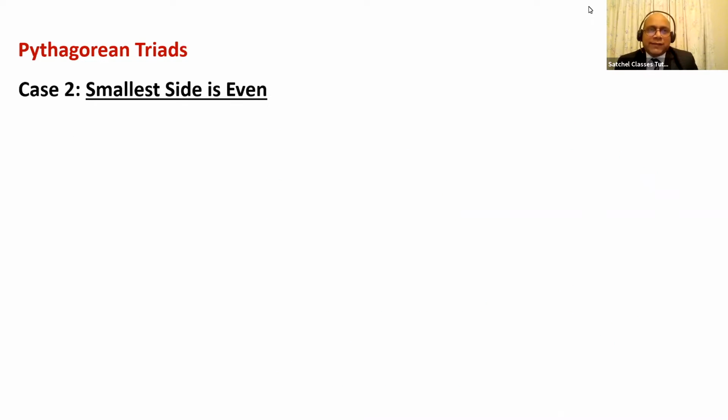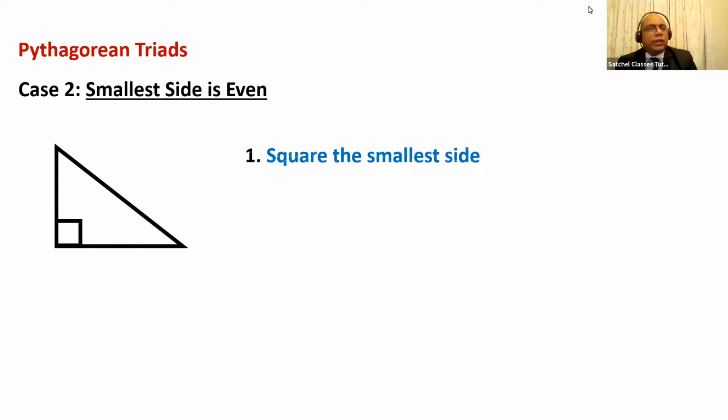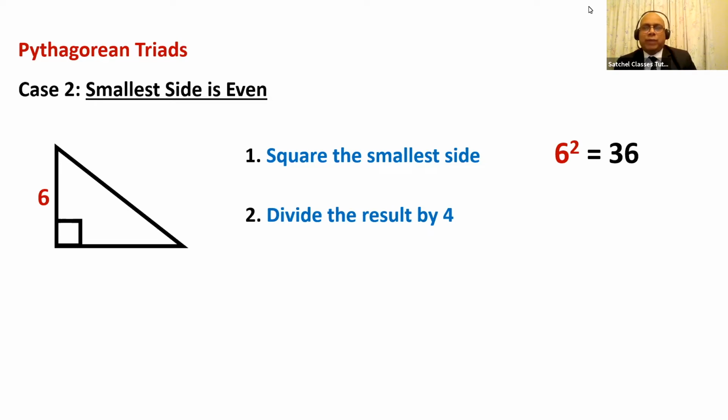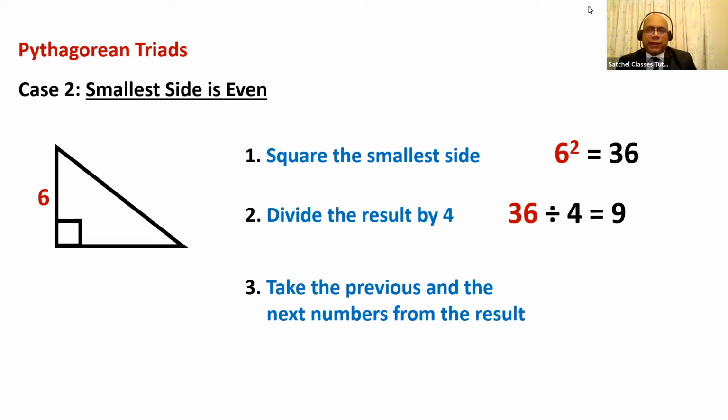What if the smallest side was even? Okay, let's see. So let's begin with the smallest side being 6. So in this case, again, the first step is the same. You square the smallest side. So 6 squared is 36. The only additional step in this is you divide this by 4. So you divide the square by 4. So 36 divided by 4 is 9. And the third step is you take the previous number to 9 and the next number to 9. So the previous number is 8 and the next number is 10.